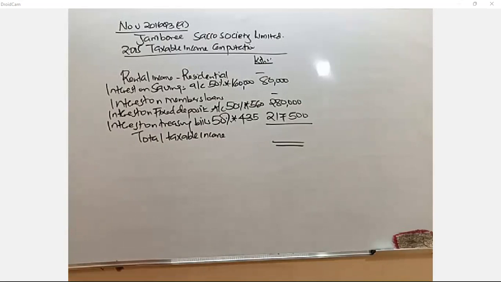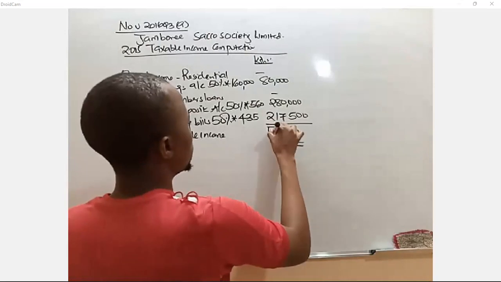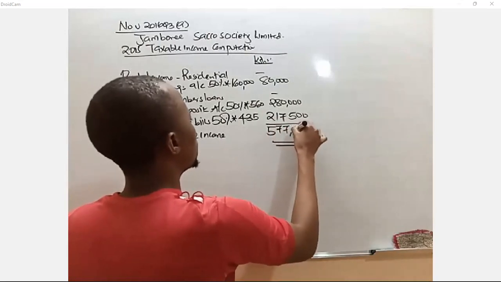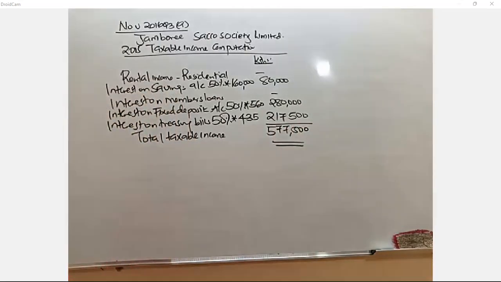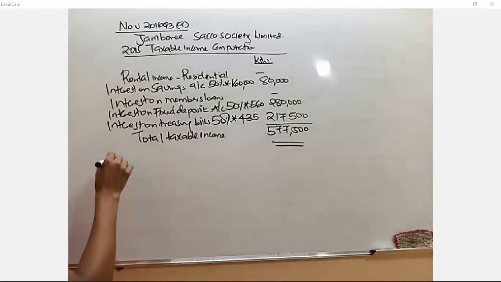Very good. So how much is it? 360 plus that one, we get how much? It should be around 577,500. So let us calculate the tax liability.